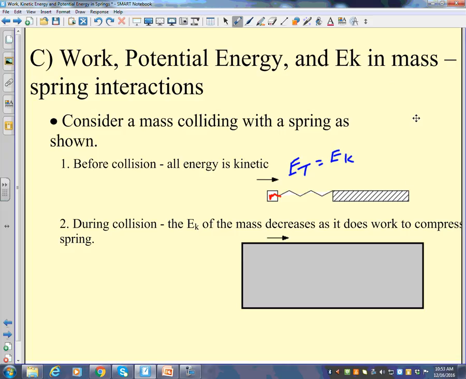So. Now, what about during collision? During collision, the kinetic energy of the mass decreases as it slows down, but as it slows down, it's doing work to compress the spring.